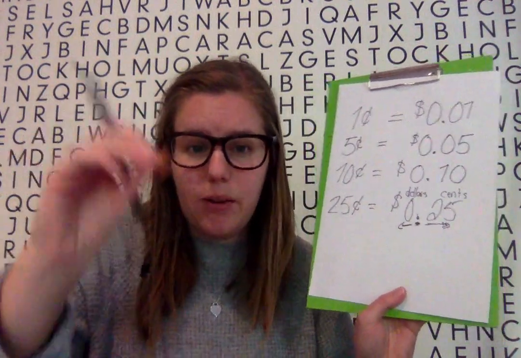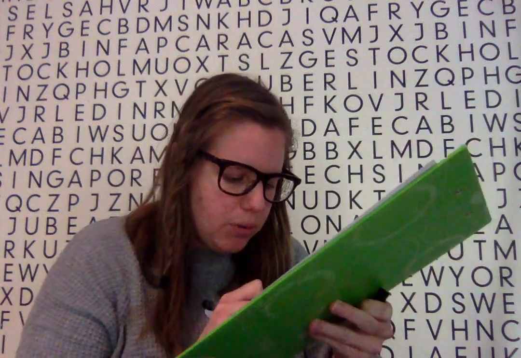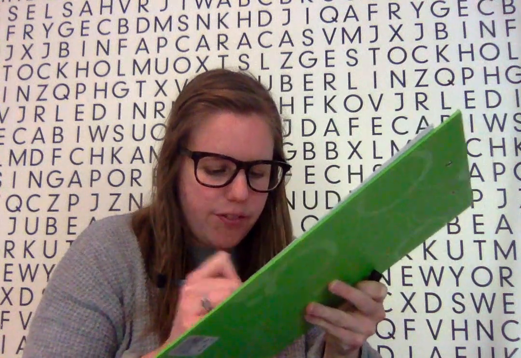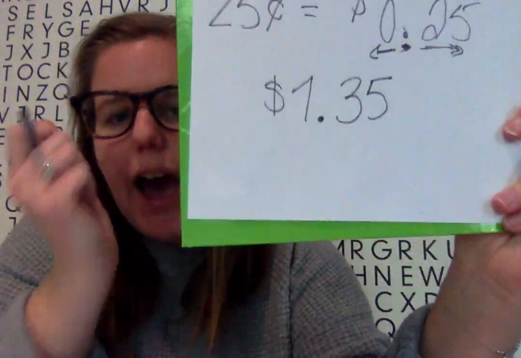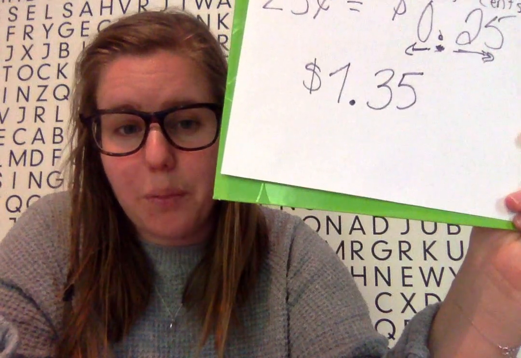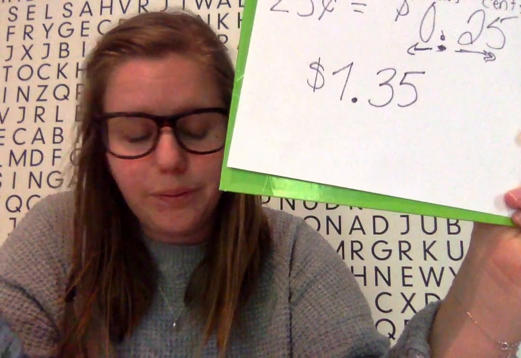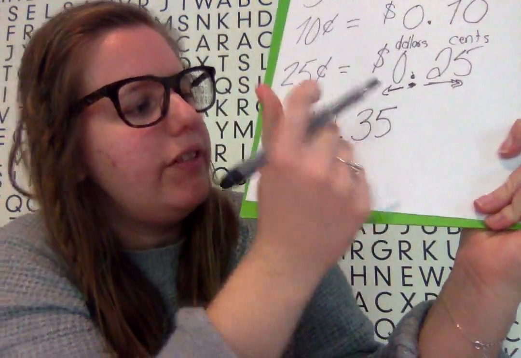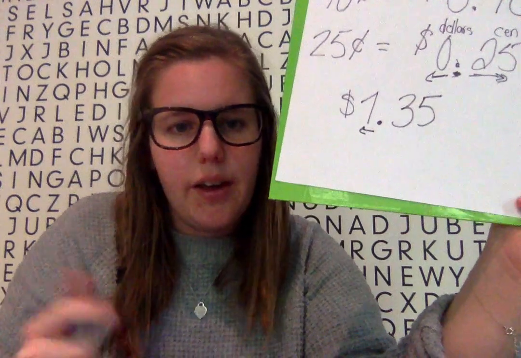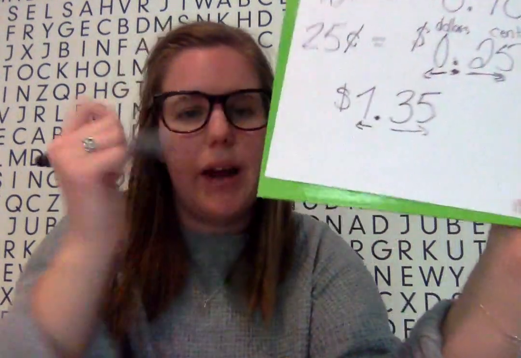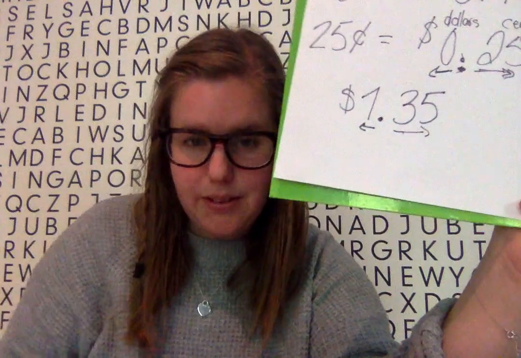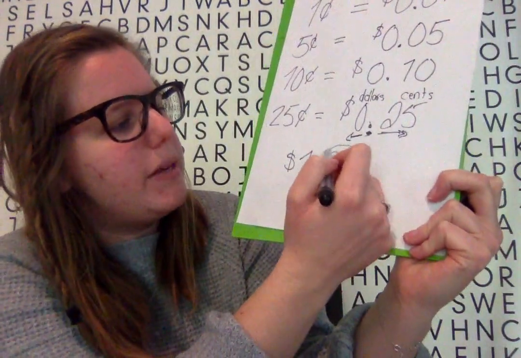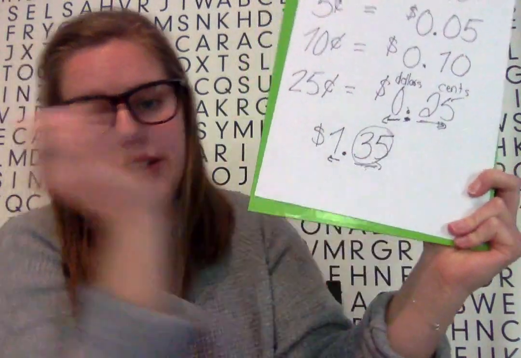So let's try a little quiz. What if I were to write something like $1.35? How many dollars would I have in $1.35? Right, I would have $1 because to this side of the decimal are dollars. And what about how many cents would I have? How many cents? If you said 35, that's absolutely right. I would have 35 because cents are to this side of the decimal.